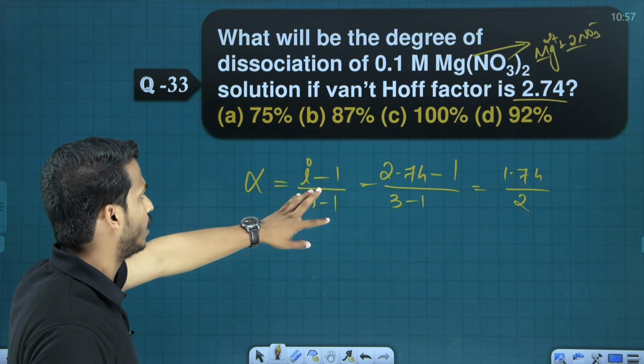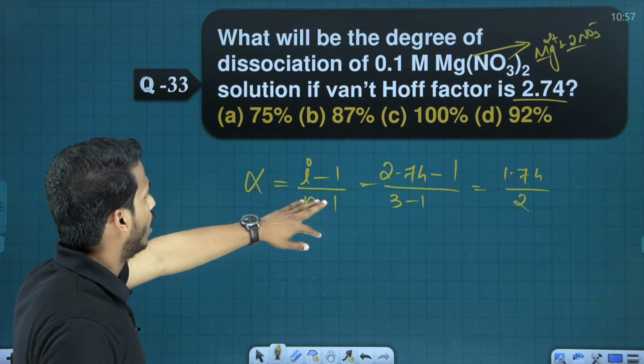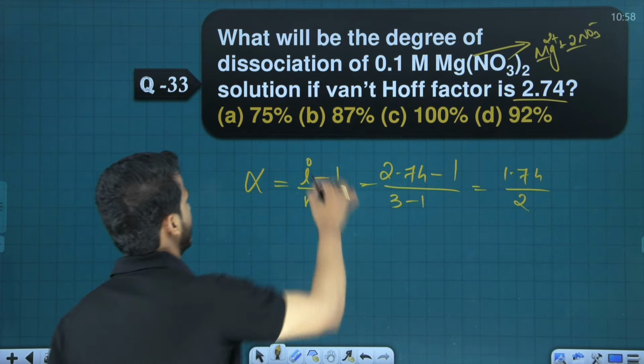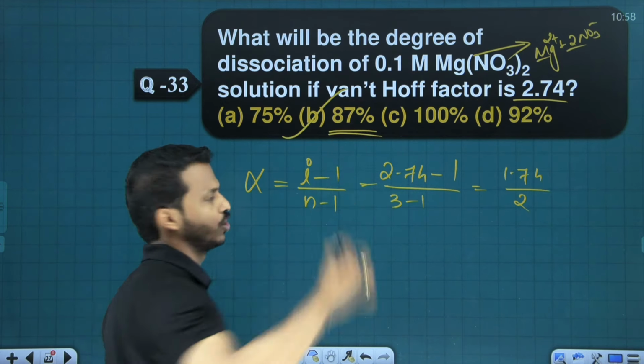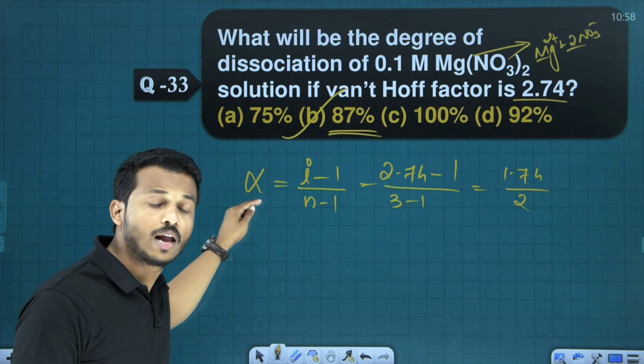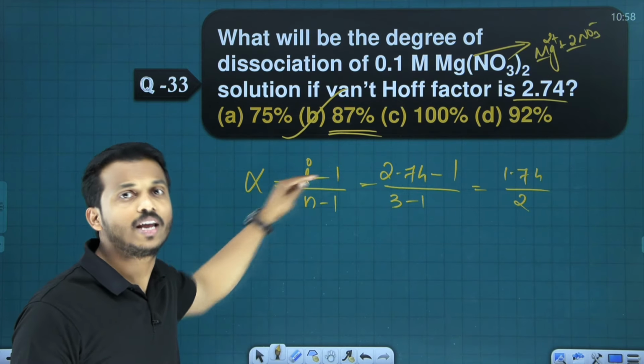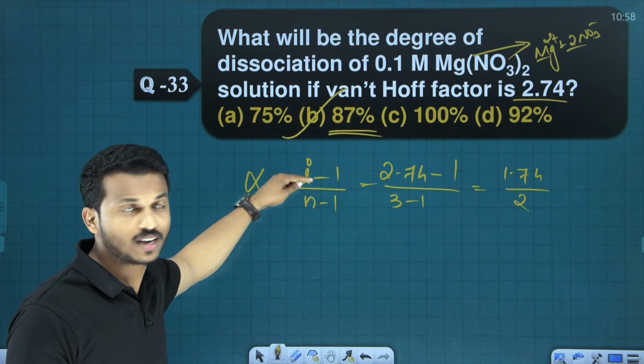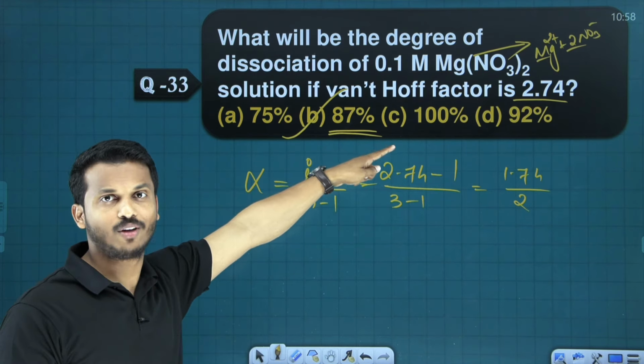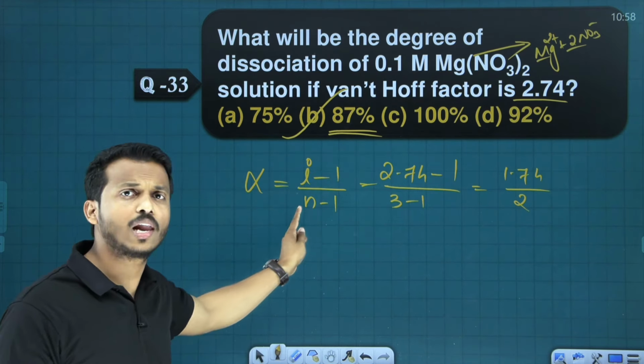Around 17 by 2, if you calculate it, 8 something comes. Yes, 87% comes. So what is the equation to calculate alpha, my dear? i minus 1 by n minus 1. i is the Van't Hoff factor, already given as 2.74, minus 1 by, how to calculate n?